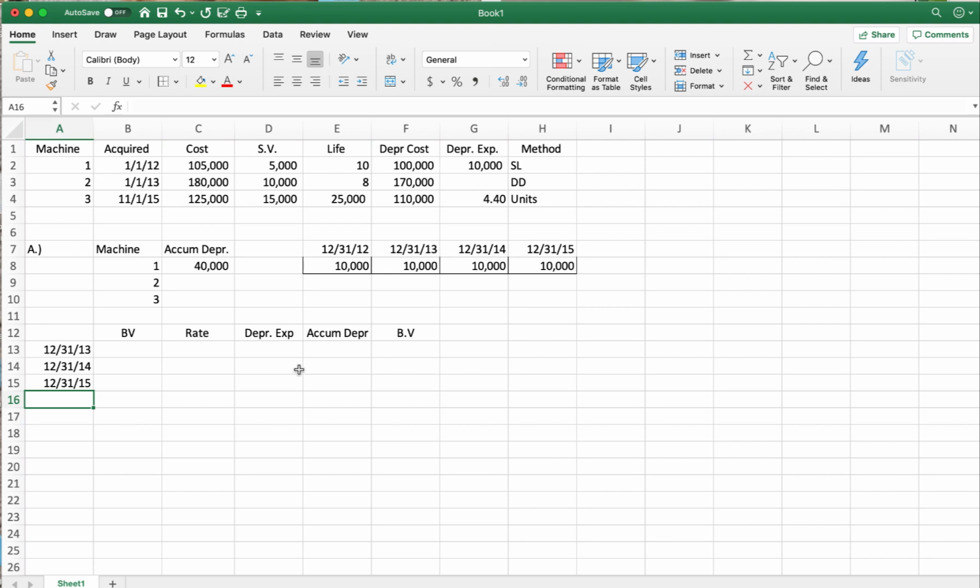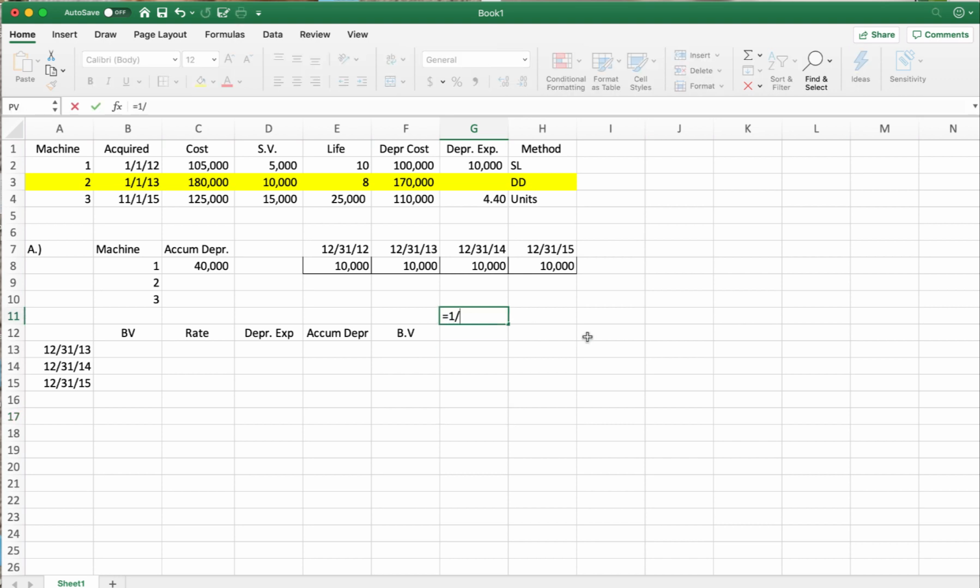To figure out what our double declining rate is, notice the useful life of this asset is 8 years. Okay, 8 years. So I need to figure out what my rate is. Well, that's easy. If I divide 1 by 8, I get 0.125, right? That's straight line based on the year.